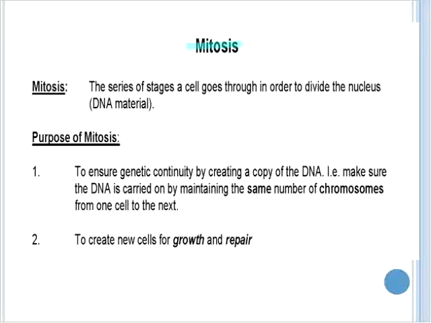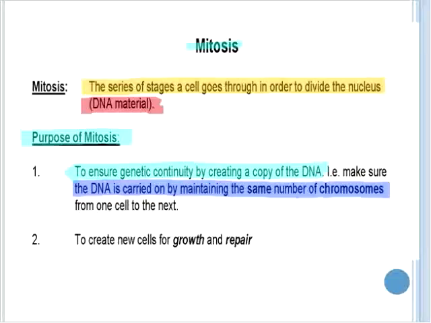Mitosis, by definition, consists of the series of stages a cell goes through in order to divide the nucleus. The nucleus, of course, contains the DNA material. The purpose for mitosis, the reason it occurs, is twofold. Firstly, it ensures genetic continuity by creating a copy of the DNA. That is, it makes sure the DNA is carried on by maintaining the same number of chromosomes from one cell to the next. It also is involved in creating new cells for growth and repair.